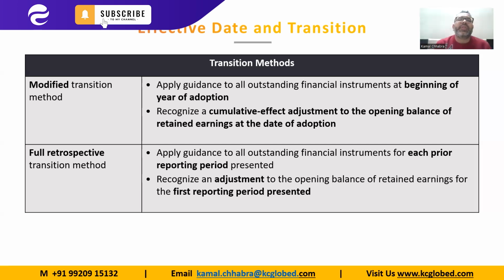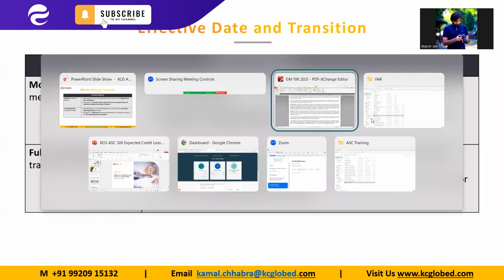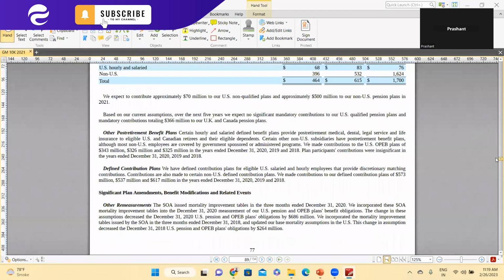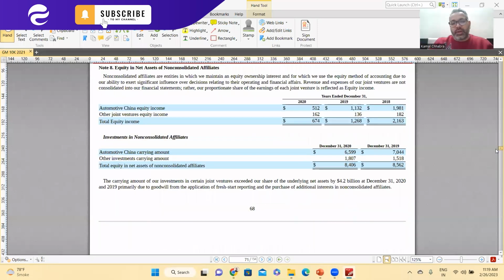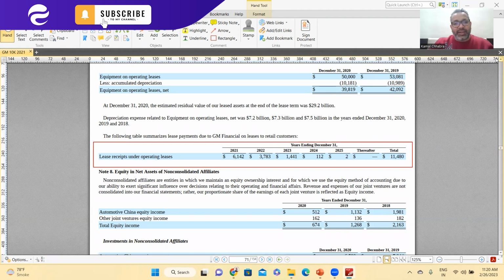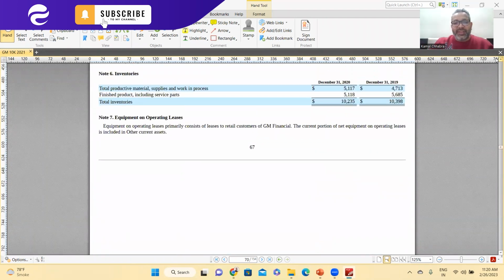How many years do we present in the balance sheet? 3 years. Are you sure? 2 years for balance sheet and 3 years for income statement, I guess. Absolutely right. 2 years for the balance sheet. Come on, guys. I think I've shared all these things with you.